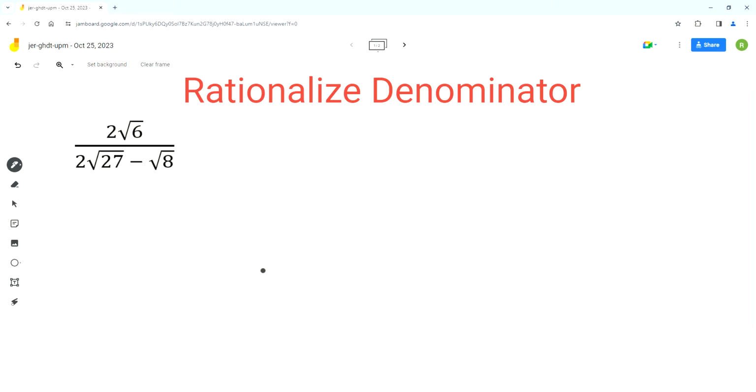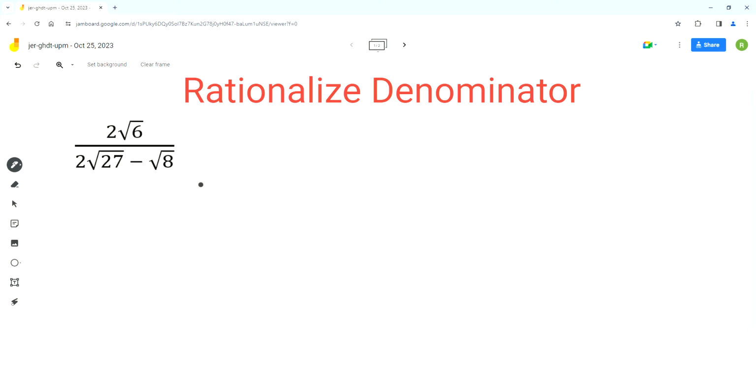So in this video, we'll rationalize the denominator of this expression. Now as you can see, this expression is in the form of a fraction and we want to rationalize the denominator because we want to get rid of the radicals or the square root in the denominator. Now in the denominator, there are two terms with the radical sign. So the first term is 2 square root 27, then minus square root of 8.